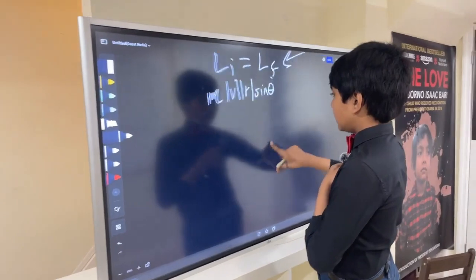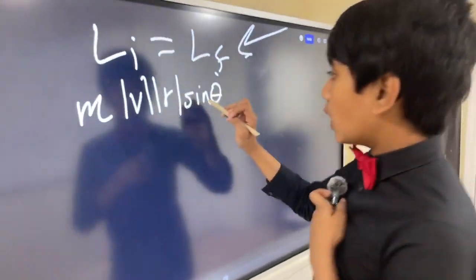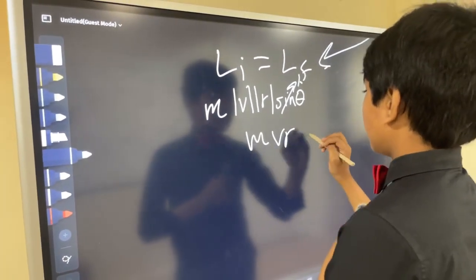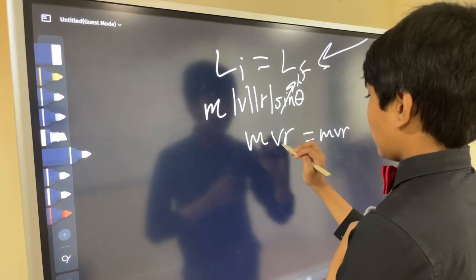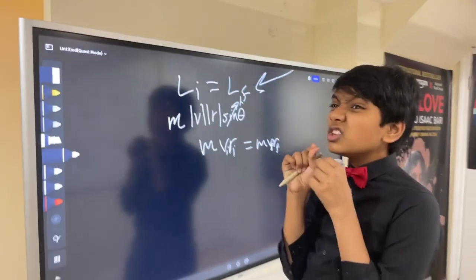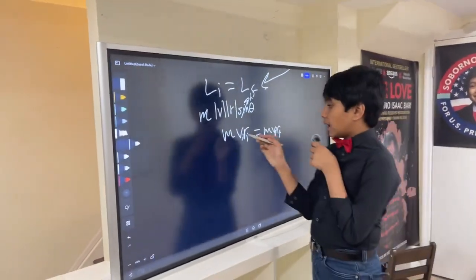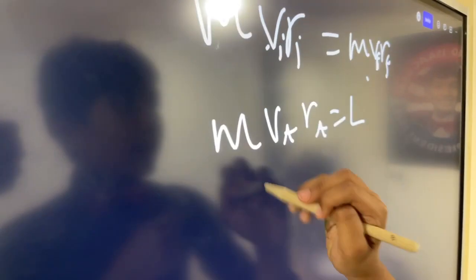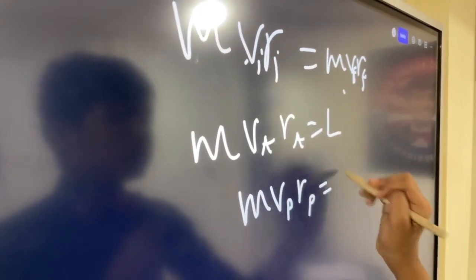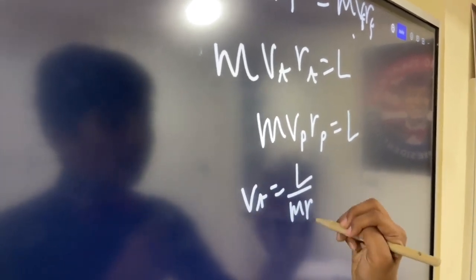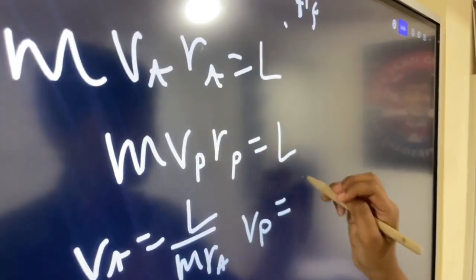So what is our sine theta? Sine 90, which is 1, so we can essentially disregard it. So we have m v r equals m v r, or m v initial r initial equals m v final r final. Once again, do not cancel the m's, please. It's going to be very important later on. So here we have m V_A R_A equals L, and m V_P R_P is also equal to L. That means V_A is just L over m R_A, while V_P is L over m R_P.